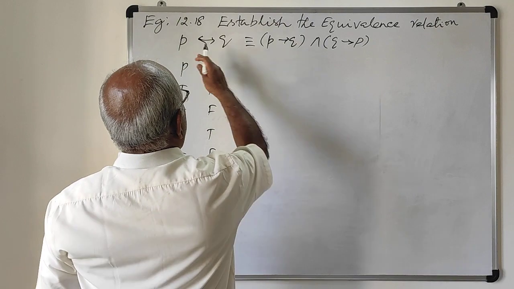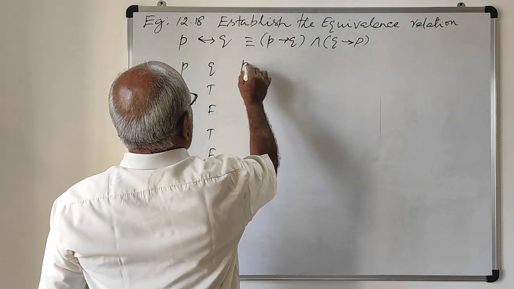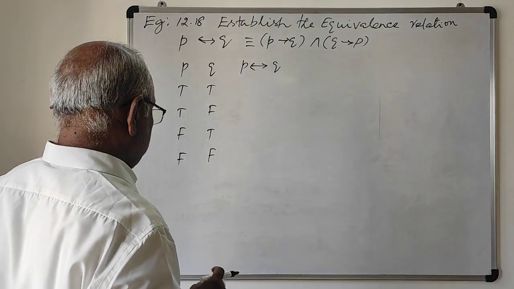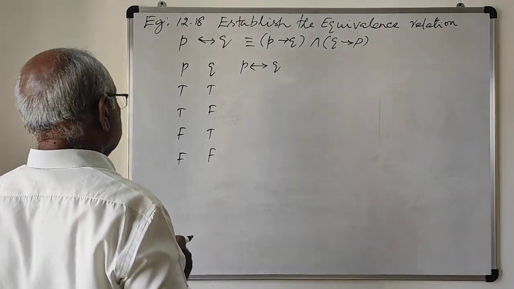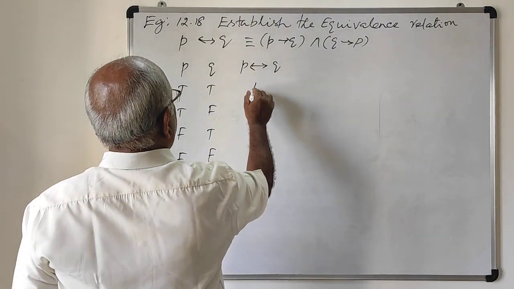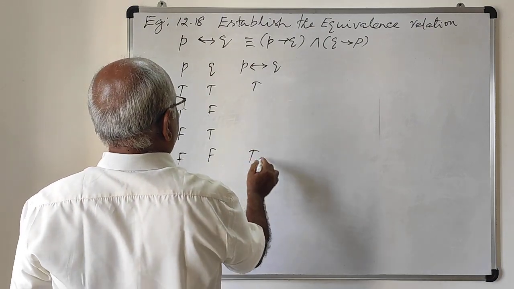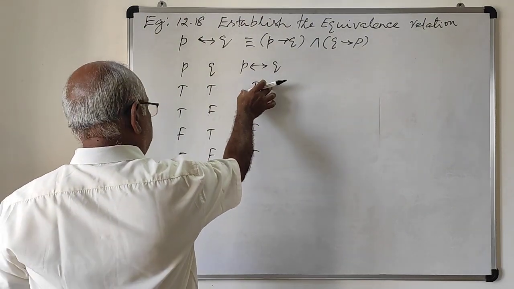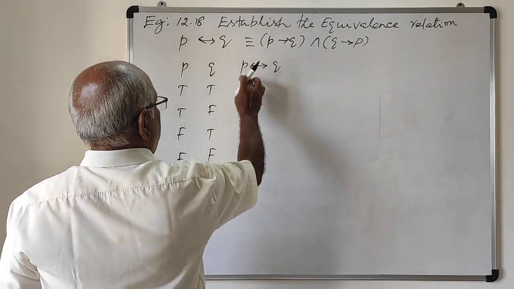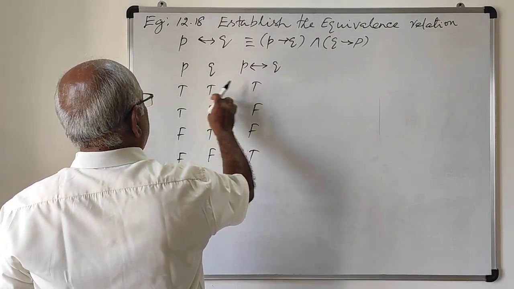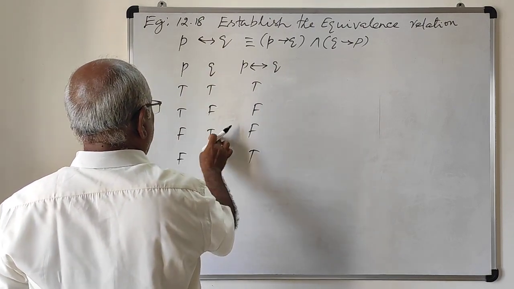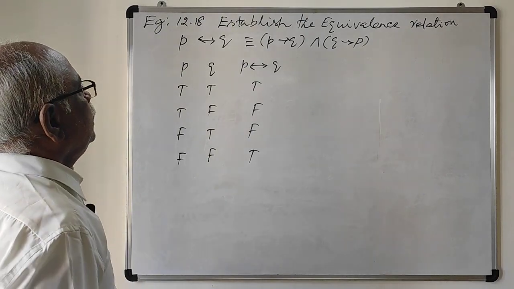For the left hand side, P if and only if Q: when both are T, the truth value is T; when both are F, the truth value is T. For the rest of the cases, F if and only if T is F, and T if and only if F is F. This is the left hand side.